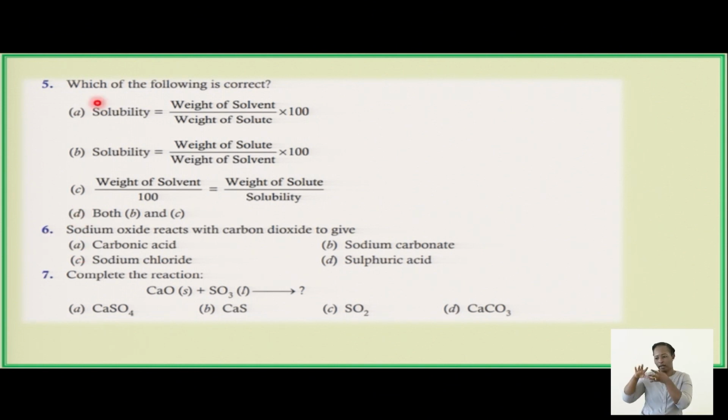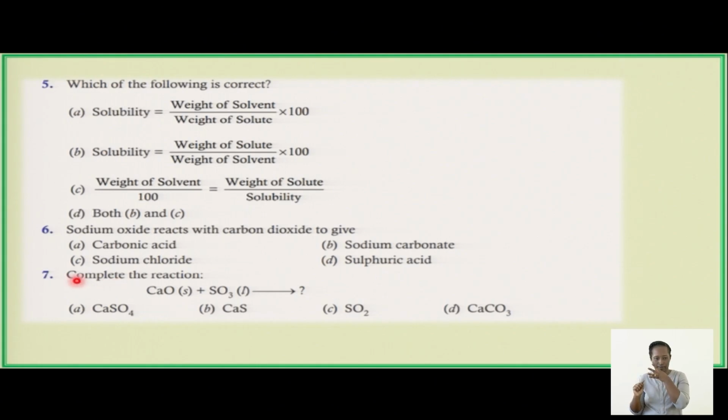And as we will do for other types of exercises, today I will not give you homework. So we will be leaving some questions you will try as homework. So the 3 questions we have here will be done as homework. 5, 6, and 7. 6 says sodium oxide reacts with carbon dioxide to give carbonic acid, sodium carbonate, sodium chloride, sulfuric acid.